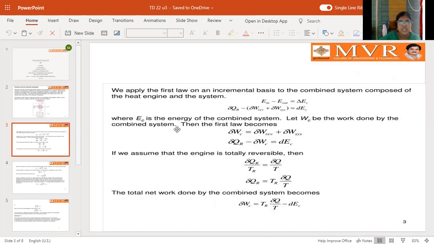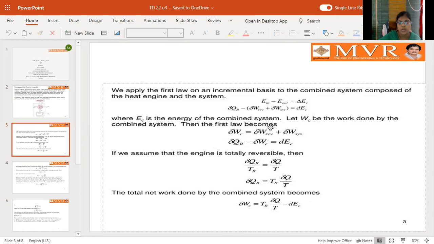Where EC is the energy of the combined system, let WC be the work done by the combined system. Then the first law becomes... For the first law, what do we know? That total energy is equal to total work done. That is the meaning of the first law. What is the first law of thermodynamics? Total energy is equal to total work done. So how to take this? Actually, W reversible plus W system is nothing but the total combined work done.